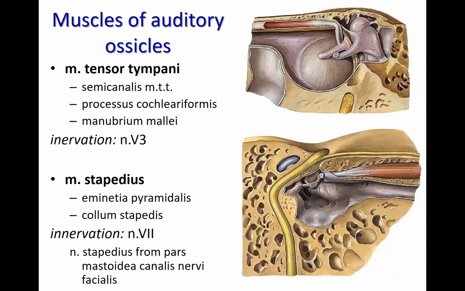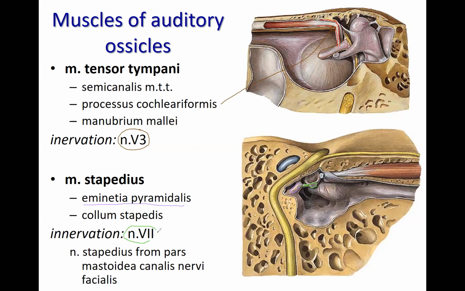And then two muscles. So just to show them, we have here the tensor tympani muscle. And of course the structure here is the cochleariform process. Yeah? So a very small hook along which the tendon makes such a rectangular angle. And it's attached to the handle of the malleus. Yeah? The innervation is the trigeminal nerve. And the other muscle, the stapedius, is hidden here within the pyramidal eminence. And you can see only the tendon attached to the neck of the stapes here. It's innervated by the facial nerve.